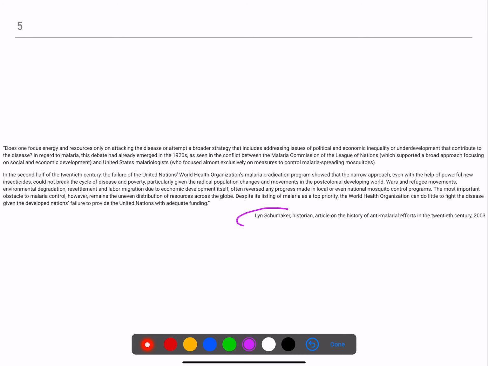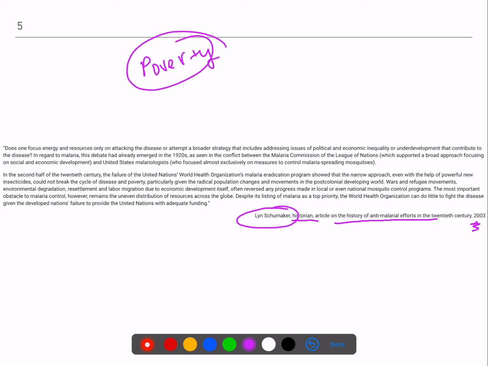Here we go. This is Lynn Schumacher. She is a historian, and she was writing about the history of anti-malarial efforts during the 20th century, and she wrote about this in 2003. She says, does one focus energy and resources only on attacking the disease, or attempt a broader strategy that includes addressing issues of political and economic inequality or underdevelopment that contribute to the disease? So when we're talking about diseases of poverty, this is what we're talking about. Why are these diseases more prevalent in low-income countries?